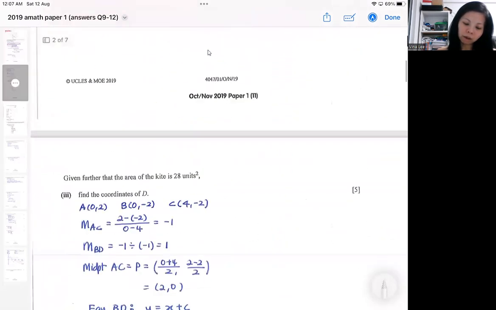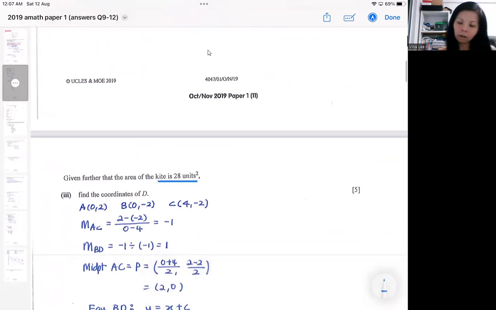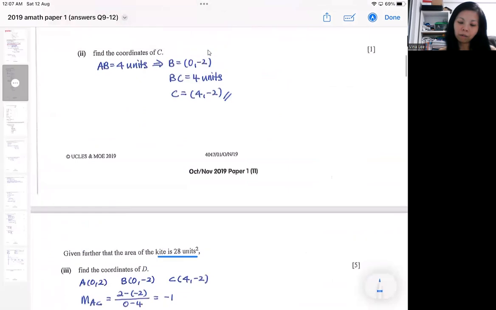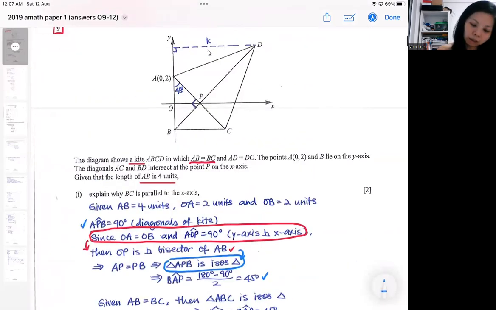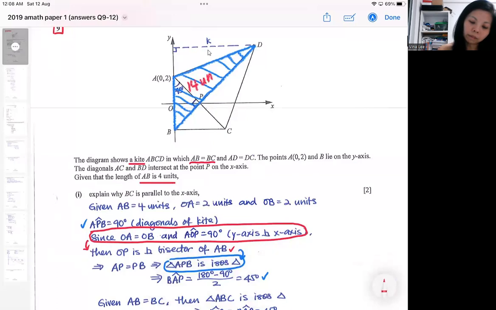Basically I'm splitting the area of the kite into a triangle. The whole area is 28, so I try to split it into half. If the whole kite is 28, I'm just going to narrow down to this part, so this area will be 14 unit square. So I narrow down to a triangle. And if you turn your paper around, you can see this is a slanted triangle where the height is outside.